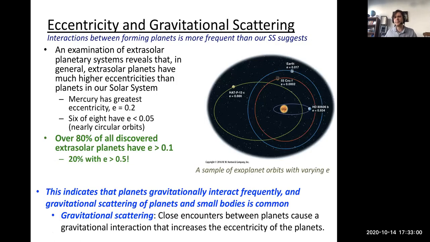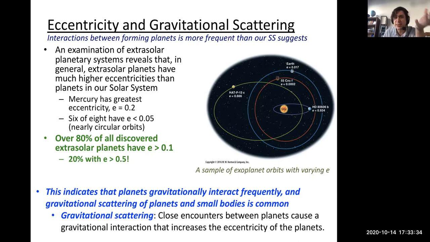And another thing that we observe, we can look at all the extrasolar planets, look at their orbits, and take a look at the eccentricity of their orbits. Remember, for our solar system, almost all the planets have an eccentricity very close to zero, nearly circular orbits. The planet that has the highest eccentricity is Mercury, which has an eccentricity of 0.2. Sure, a squashed circle, but only slightly squashed. And 6 of the 8 of our planets have eccentricities less than 0.05.